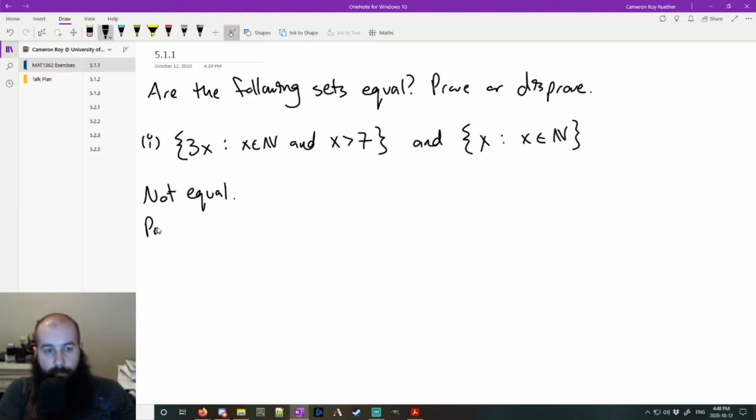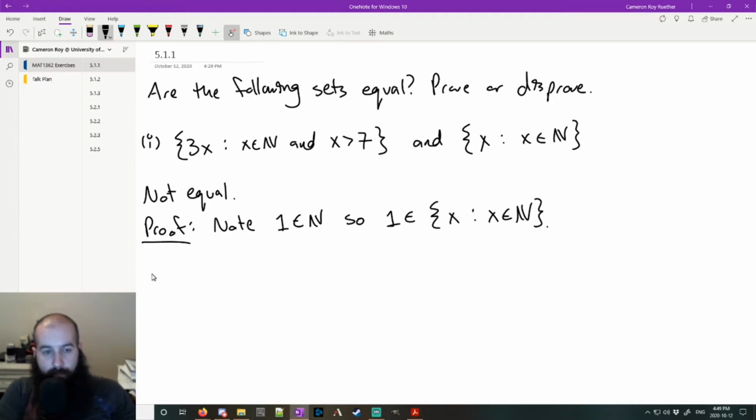And our proof, we have to show that one of these contains an element that is not contained in the other. We will do that as follows. Note that 1 is natural, so 1 is in this set. However, 1 is not in the other set.